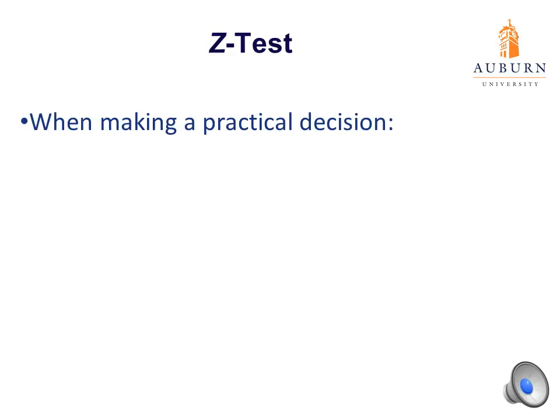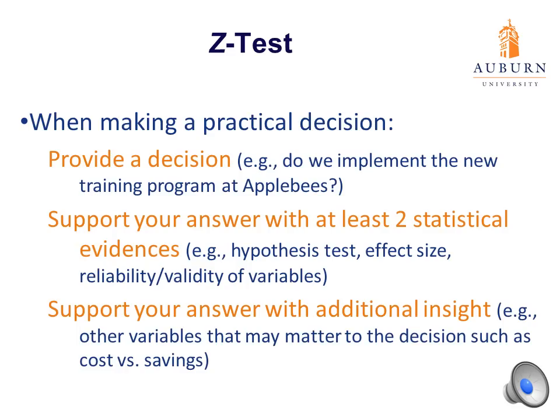So now that we've talked about these additional analyses, let's go back to our practical decision. So now not only do we have a hypothesis test, we have some additional insights that might affect our decision, but now we have some additional calculations, in particular the effect size. So let's talk about what you should include when making a practical decision, especially for a worksheet or for an exam. So when you're making a practical decision, I want you to provide a decision.